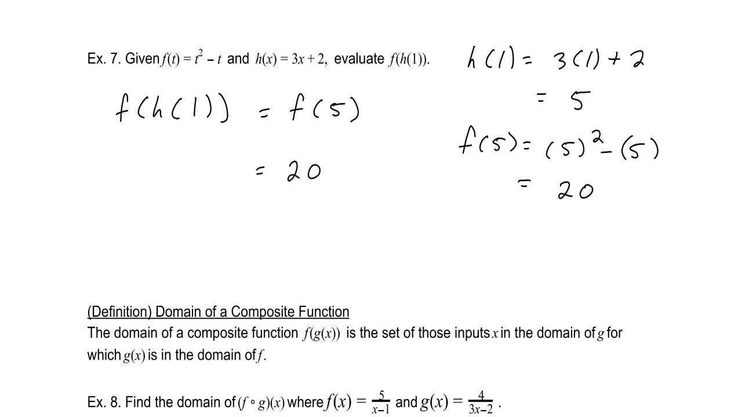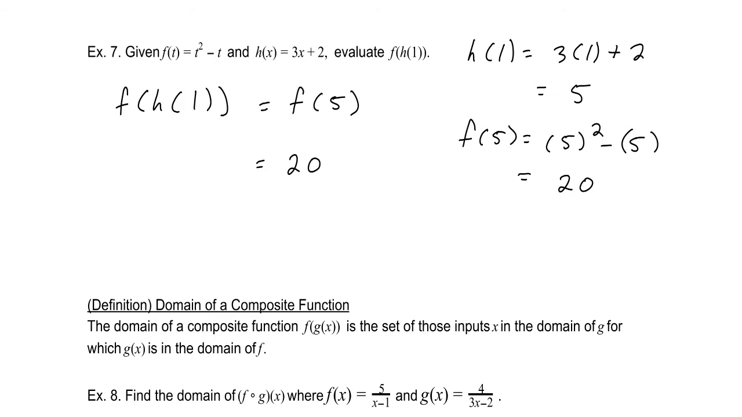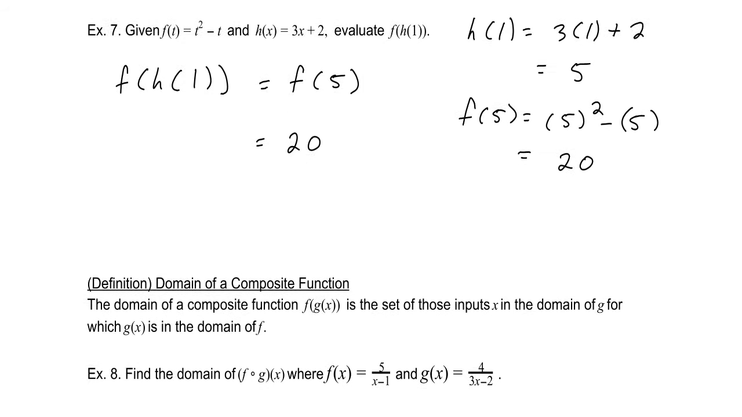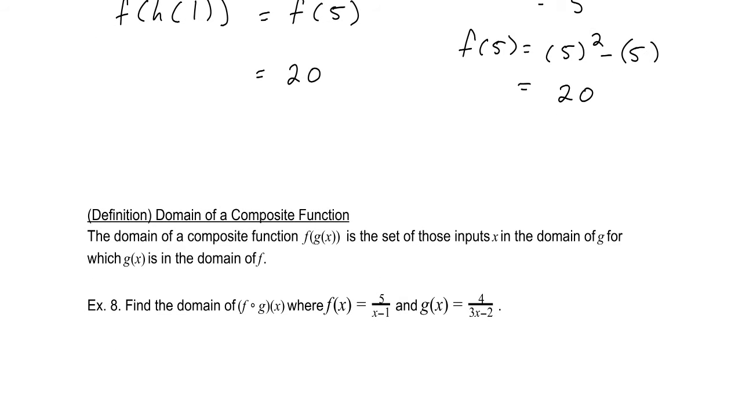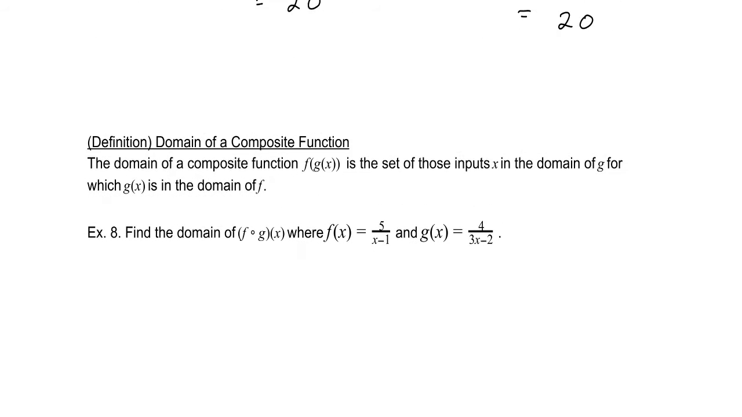Now, as I mentioned earlier, we're going to discuss the domain of a composite function. This is the set of all inputs x in the domain of g for which g of x is in the domain of f. What that means is if we are looking at f of g of x, two things cannot happen. We have to avoid two things. g of x must be defined.